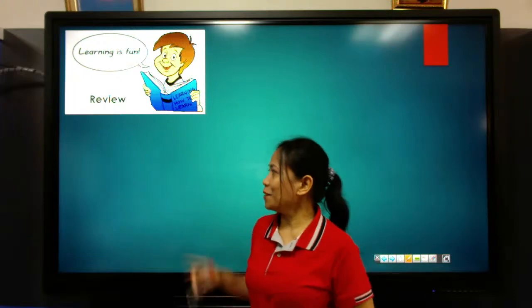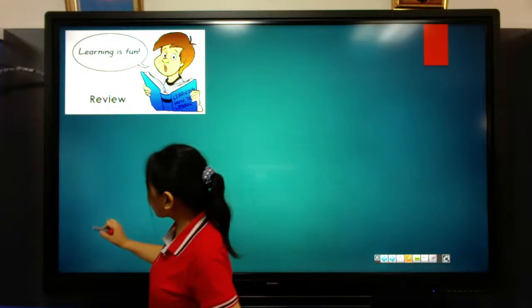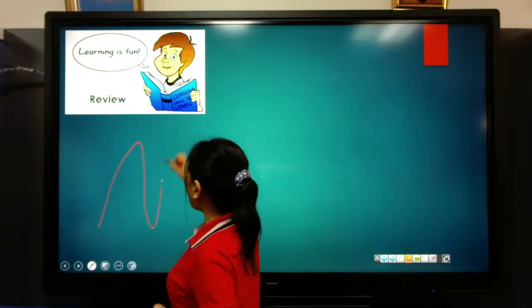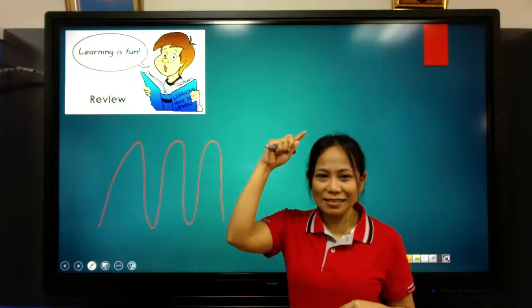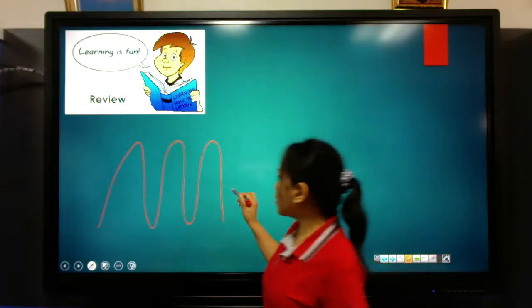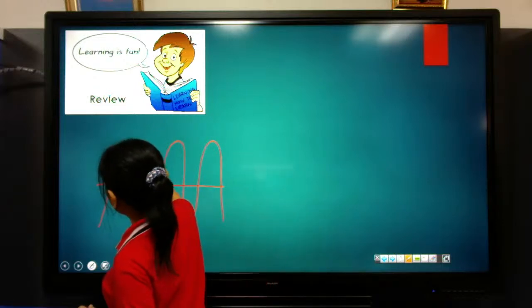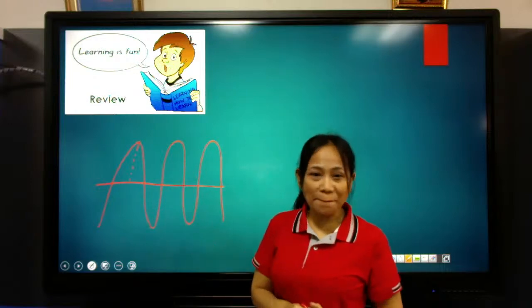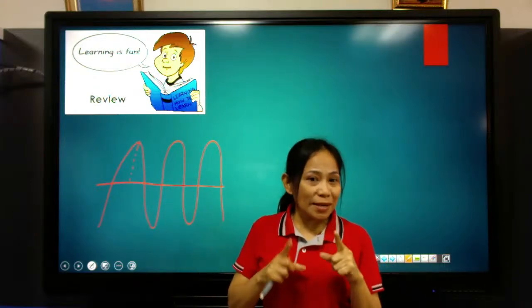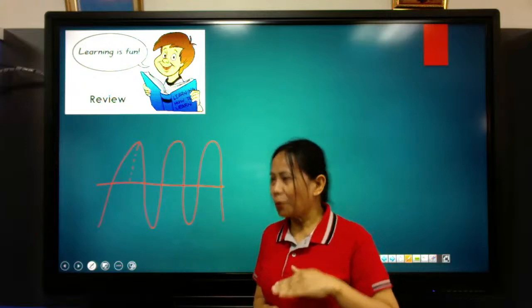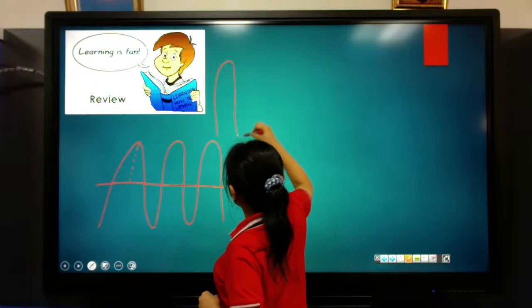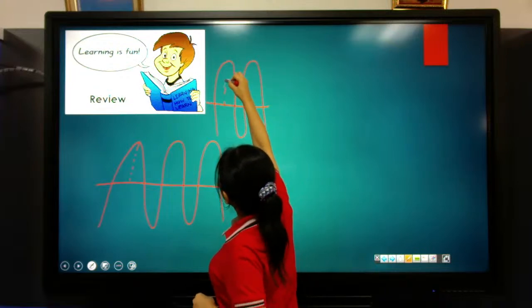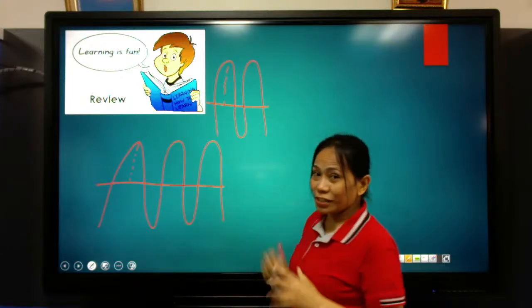Last meeting we differentiated frequency and pitch, right? Pitch is the high or low of sound. In pitch, we recognize how high or low the sound is based on its amplitude, the height of the amplitude. A lower amplitude means the pitch is also low. But if the amplitude is high like this, then the pitch is also high.